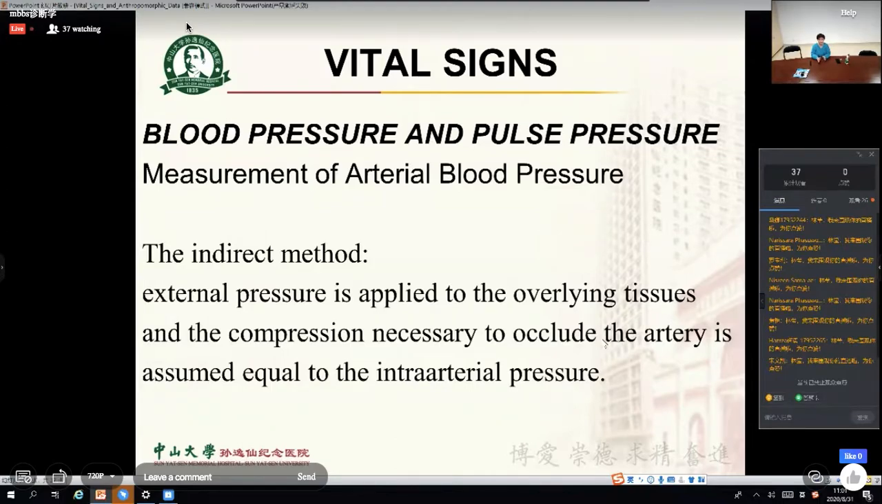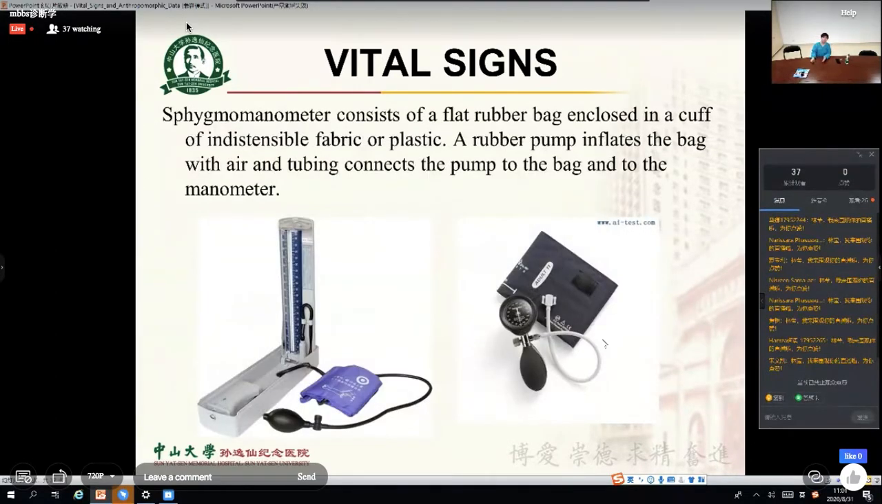So this is the mechanism for using the indirect method. We use the external pressure to occlude the artery. The pressure applied to occlude the artery is assumed equal to the intra-arterial pressure. Let's see how to perform the blood pressure measurement.